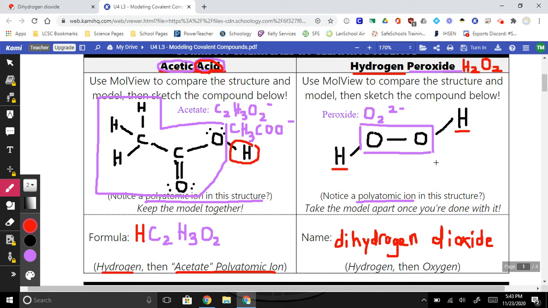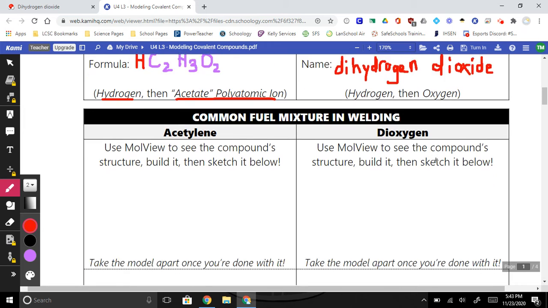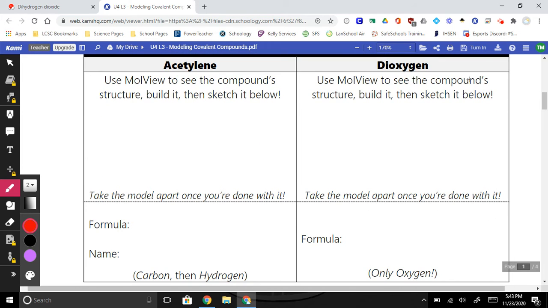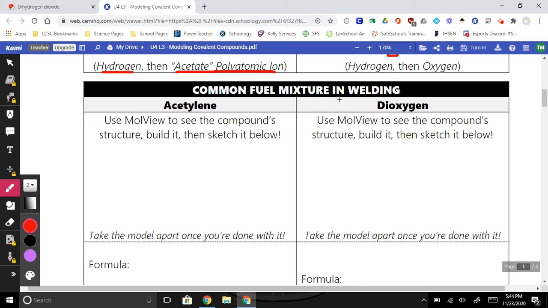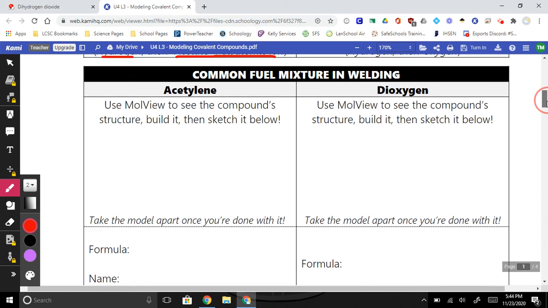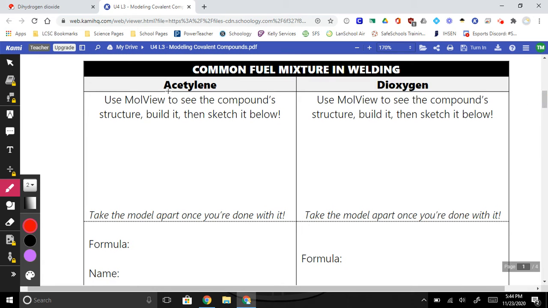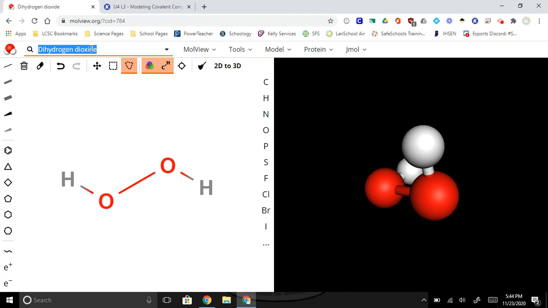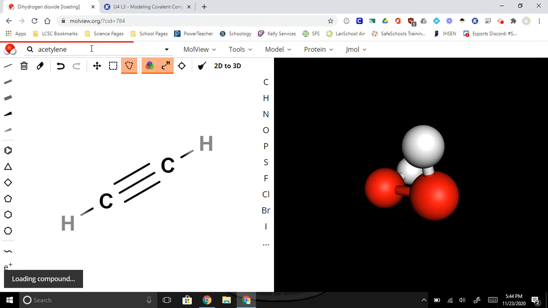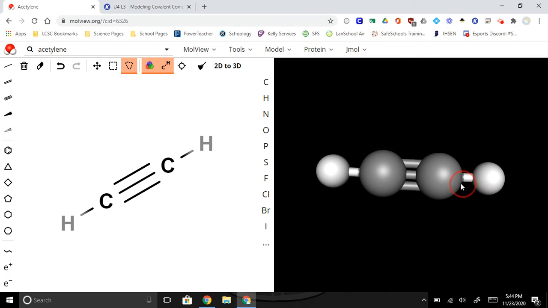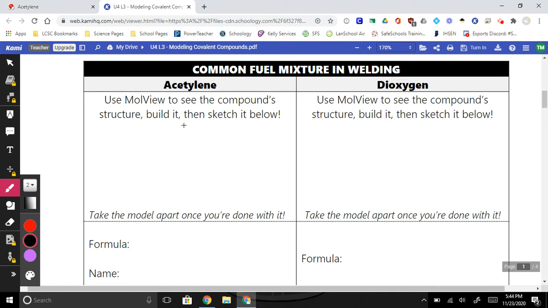Check that one off. Okay, so if we go down to some other examples, like acetylene and dioxygen, these are both important as a fuel mixture in welding for getting very hot flames out of your torch. So I could again go look up what acetylene is and what dioxygen is on MolView. So let's do that. Let's do acetylene. Ooh, there it is. Okay, so I've got two carbon atoms with a triple bond in between, and each of those carbon atoms also has a bond to hydrogen. So a pretty simple molecule, which is nice.